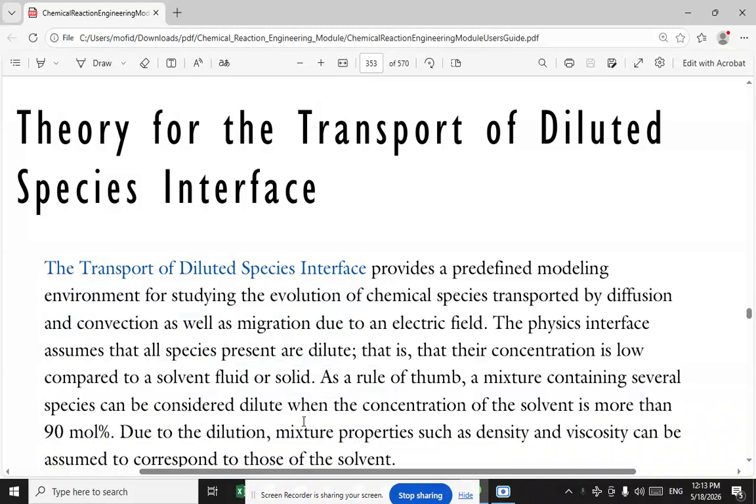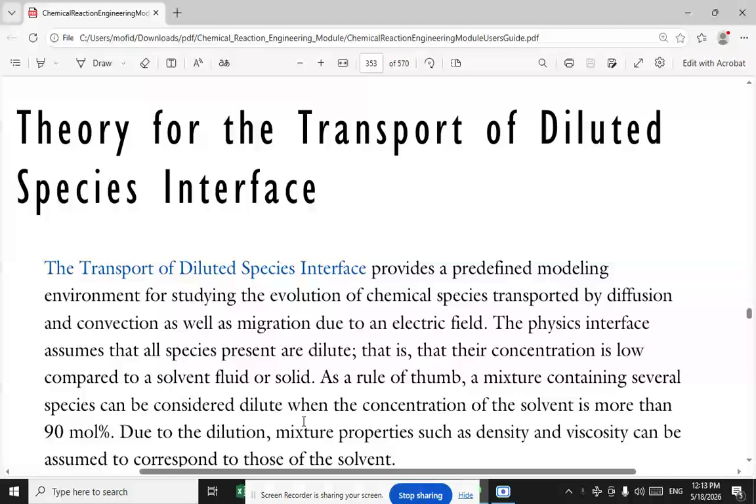The Transport of Diluted Species interface provides a predefined modeling environment for studying the evolution of chemical species transported by diffusion and convection, as well as migration due to an electric field. The physics interface assumes that all species present are dilute, that is, their concentration is small compared to a solvent, fluid, or solid. As a rule of thumb, a mixture containing several species can be considered dilute when the concentration of the solvent is more than 90 mol%.